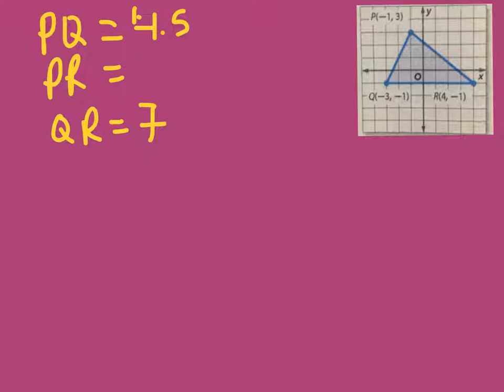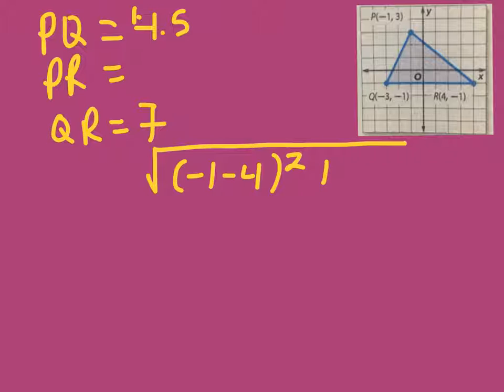Now the next thing we have to do is find P to R. And we're going to use the same thing again. We're going to do the distance formula. And then we're going to have to do x2 minus x1. So we'll do negative 1 minus 4, the x2. Square that. We're going to add that. Then y2, that we'll use 3. And we have to do minus y1, which is a negative 1. And square that.